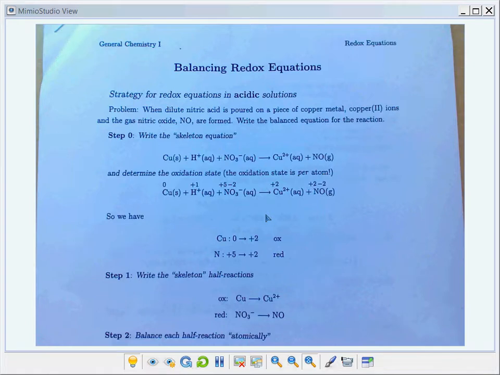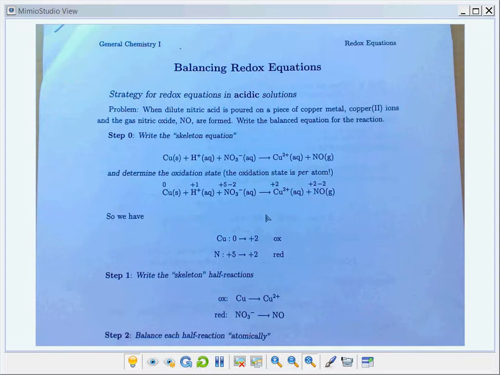Hi everybody, we're going to go over how to balance a redox equation. Unlike the equations in Chem 1 where we just counted the number of atoms on both sides, here we're going to be dealing with oxidation and reduction. That's when electrons are transferred in a reaction.